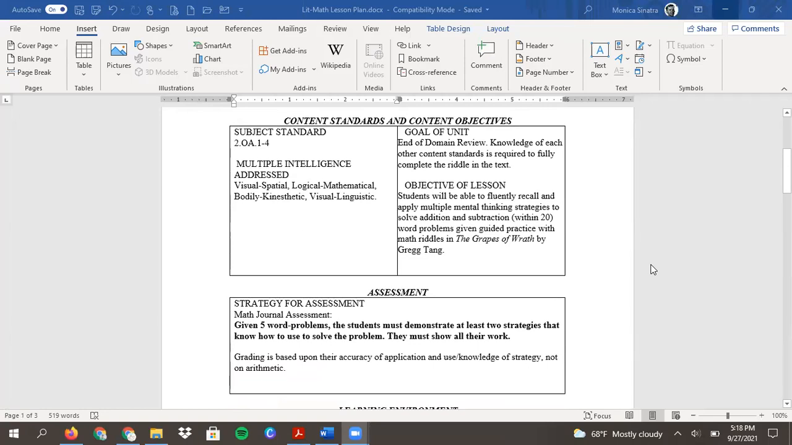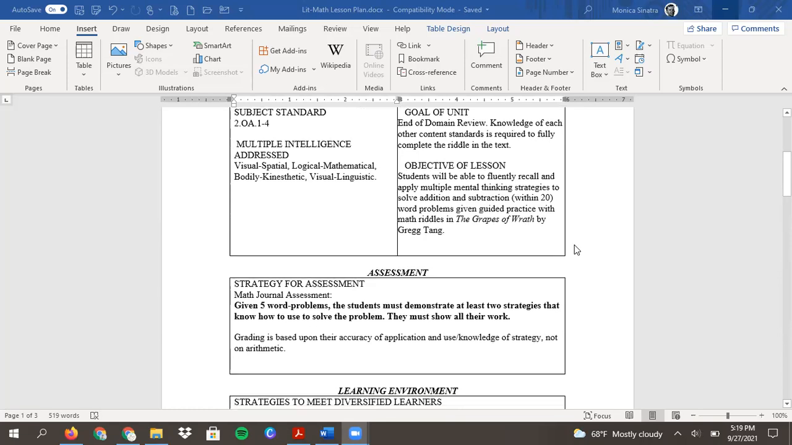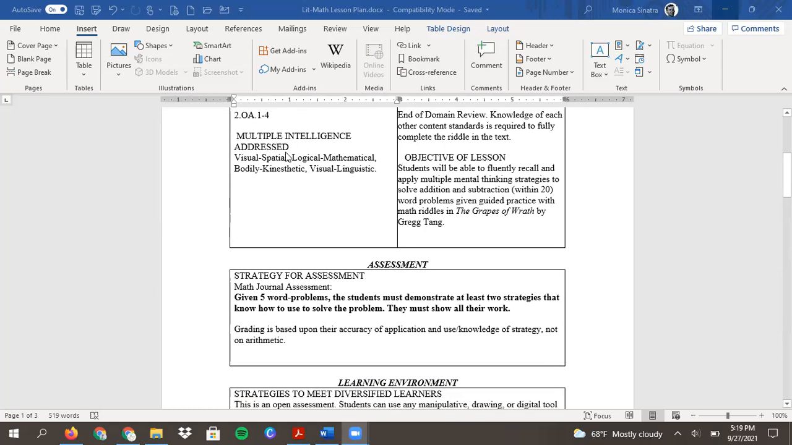Like I said, this is kind of an end of domain review, because in order to do the riddles in the Grapes of Math book and to be able to do the activity at the end of the lesson, students are going to need full knowledge of standards 1 through 4, the second grade level of the operations and algebraic equations. The multiple intelligences addressed are literally all of them, because in different ways these math riddles are engaging different parts of the brain.